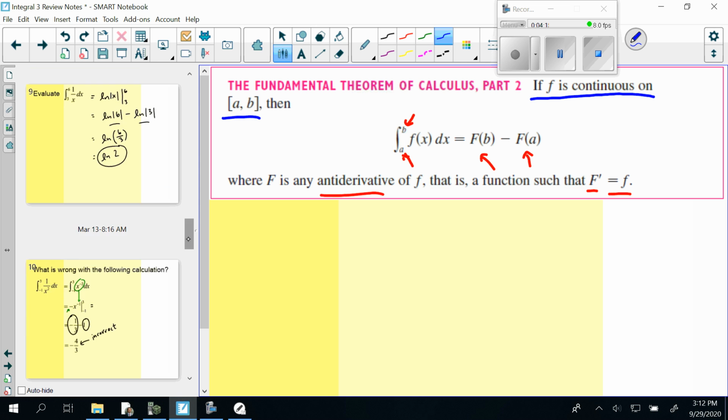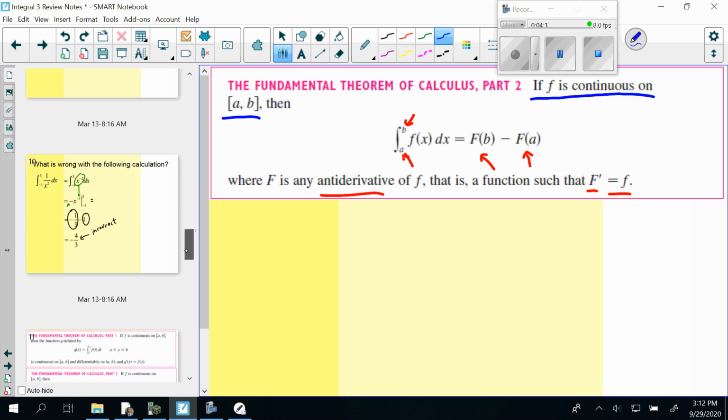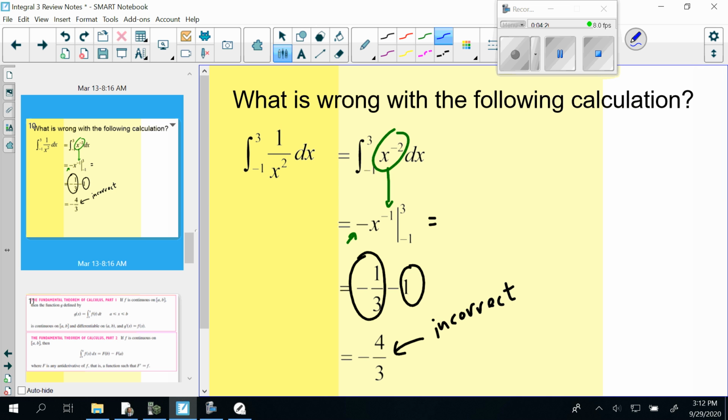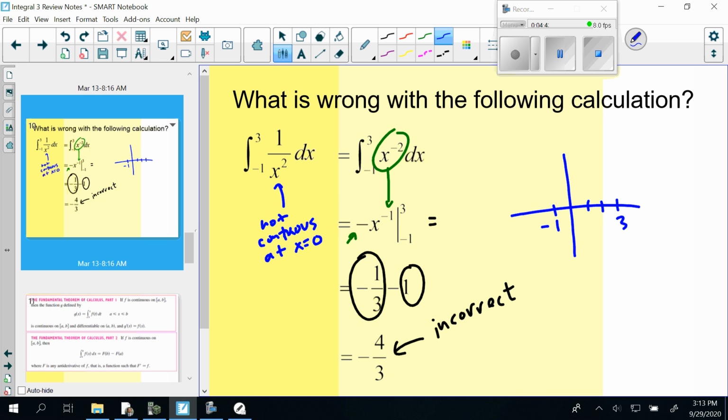If we go back to the problem we are just looking at here, that is not true. 1 over x squared, the graph of that is not continuous at x equals 0. That's not in the domain there. We get dividing by 0. On the interval from negative 1 to 3 here, are we passing through x equals 0? Yeah, we are. This graph has some kind of asymptote there. This is not going to give the correct value because of that.